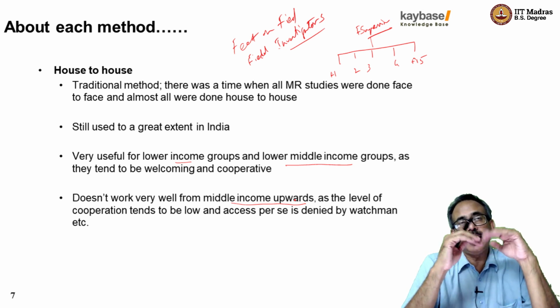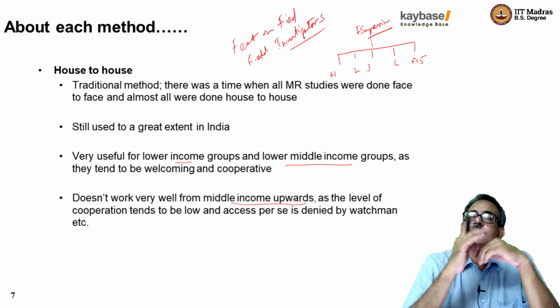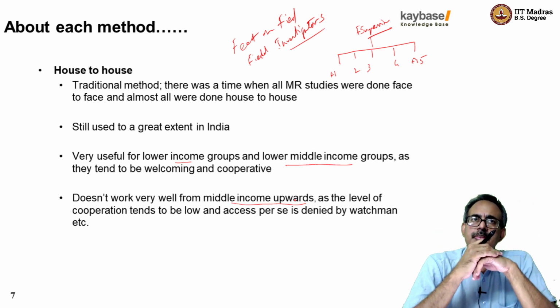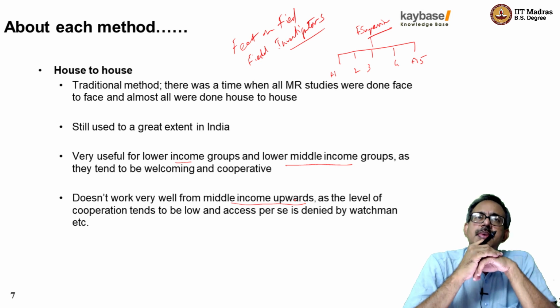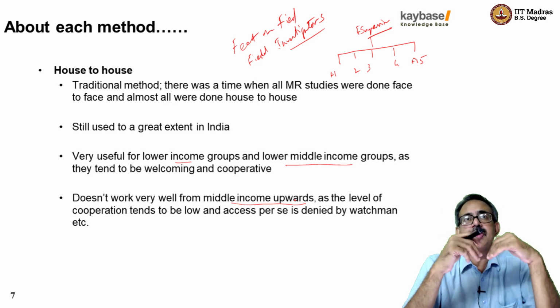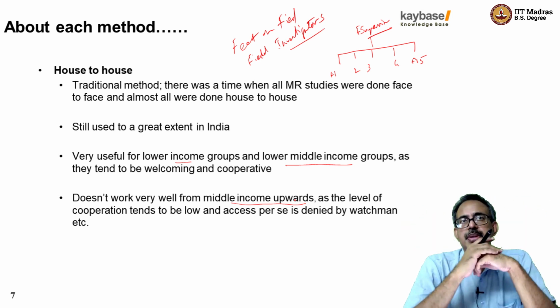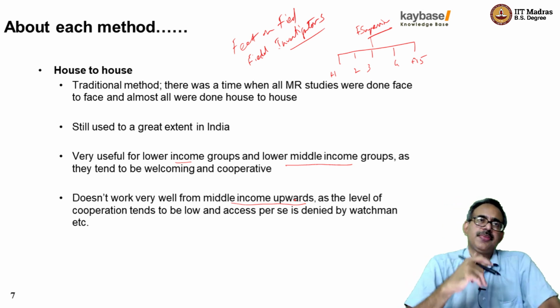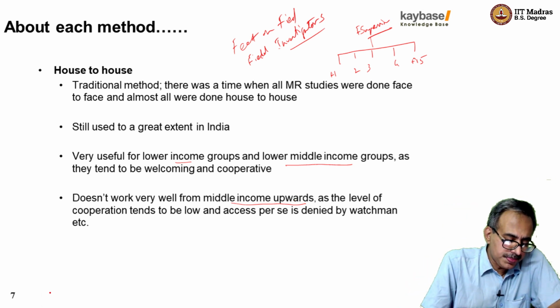So in middle income, upper middle income, and above, house-to-house field work is virtually impossible. It might still succeed once in a way, but for all practical purposes, the technique doesn't work, and it's a mistake to even contemplate doing it among that socioeconomic class. Right? Okay, so far, shall we go forward?